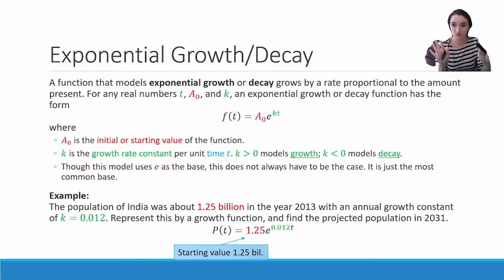Then e also, remember, e is just a number. It's just like pi. It's irrational. All of that. Do not replace e. e stays itself. All right, so now we have this function. The population at time t is equal to 1.25 e to the power of 0.012t.